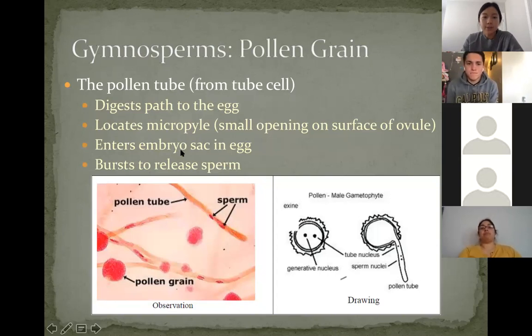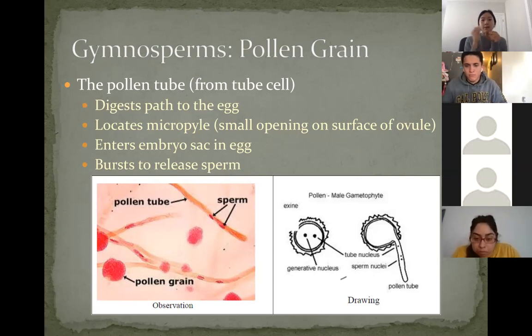And that pollen tube is pretty much going to enter the embryo sac into the egg, and then it's going to burst and release the sperm, and then that will essentially fertilize and produce your new zygote. So again, the pollen tube pretty much digests the path to the egg. It's going to locate the micropyle, which is basically just a small opening on the surface of the female cone. And once that pollen grain lands on the micropyle, the tube cell will get a cue to produce the pollen tube, and then the sperm is going to get released and fertilize the egg essentially.